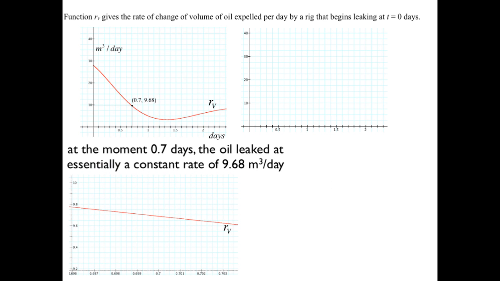I've zoomed in at 0.7, and I'm showing the actual rate graph. If we want to think of it as a constant rate, how would I adjust that graph so it shows that meaning for 9.68 meters cubed per day? For any change in days close to 0.7, we're thinking of it as a constant rate of 9.68. All lines are straight, so a horizontal line.